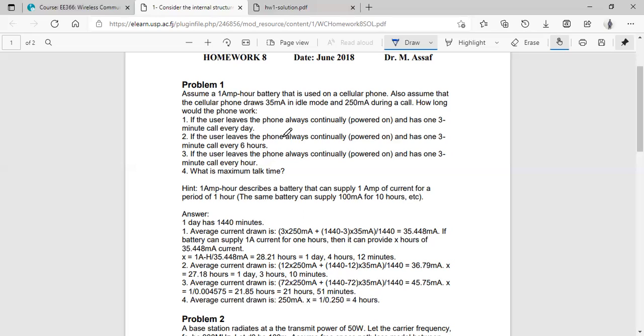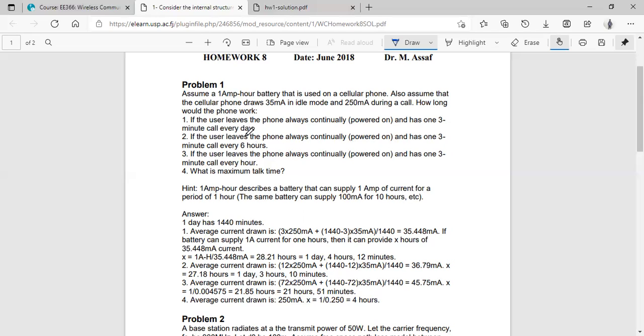So in a 24-hour period, the user will be taking 4 calls of 3 minutes each. That will be 4 multiplied by 3, which means the user will be taking a total of 12 minutes of calls in that whole day, while the remaining minutes the phone will be left idle.